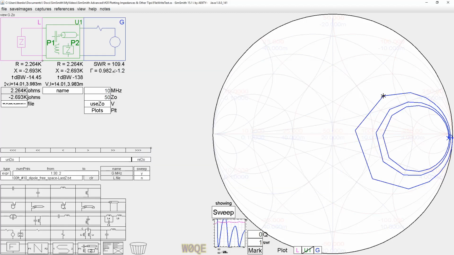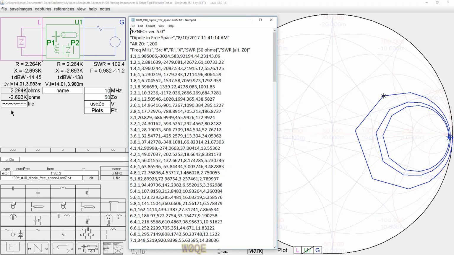So here's my data, and my data looks like, let me go get the file here. There's the file that was put into SimSmith. SimSmith is smart enough to look at an EasyNet file and read the frequency column out, which is the first column. It reads out the R and X, which are the third and fourth columns, and it ignores the rest of this. And it plots that, and everything's good.